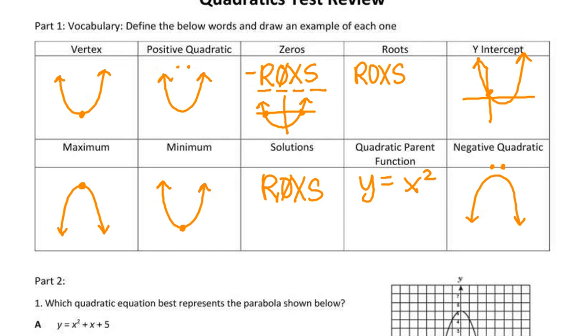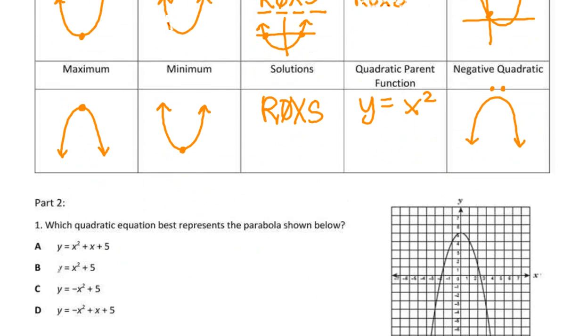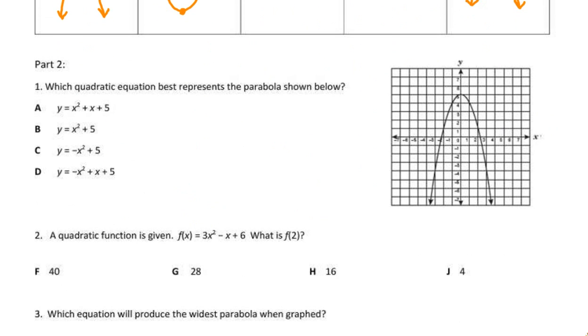Now, I went through very briefly, but you will want to go through and actually write out using your own words what the definition is for each of these things. So make sure that you do take the time to write down a couple quick words to help you remember what those things are. All right, let's check out part 2.